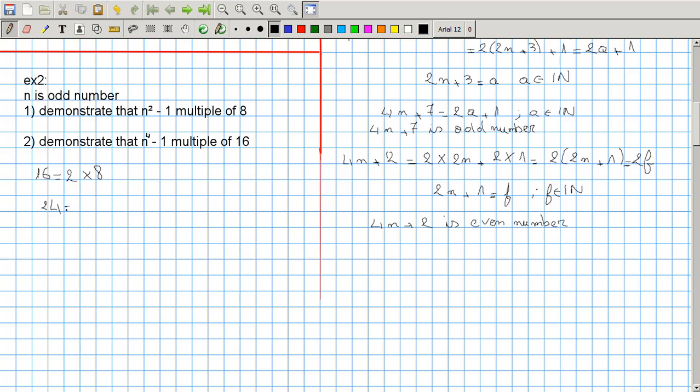24 is a multiple of 8. We can write 24 equals 3 times 8. Demonstrate that n square minus 1 is a multiple of 8. We must demonstrate that n square minus 1 equals 8 times p, where p is a natural number.